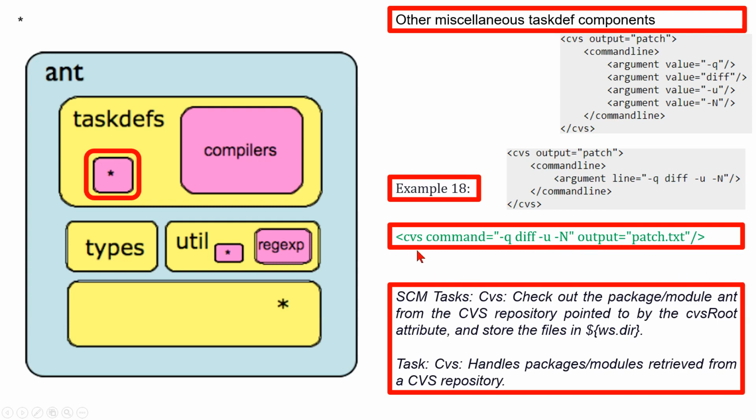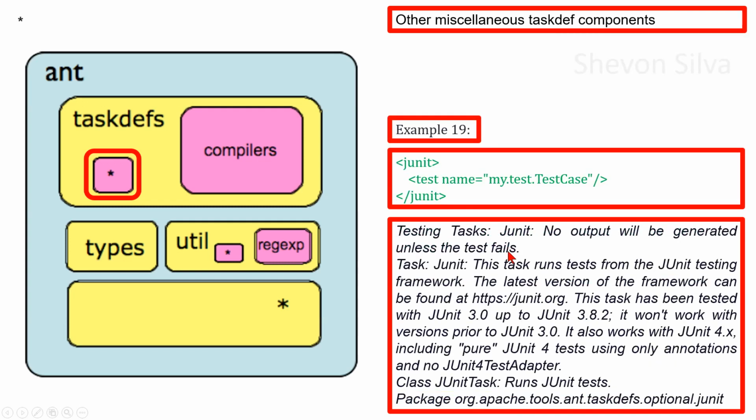Here the task, here we are considering JUnit in testing task. Here no output will be generated unless the test fails. Task JUnit, this task runs tests from the JUnit testing framework. The latest version of the framework can be found at https://junit.org. This task has been tested with JUnit 3.0 up to JUnit 3.8.2. It won't work with versions prior to JUnit 3.0.